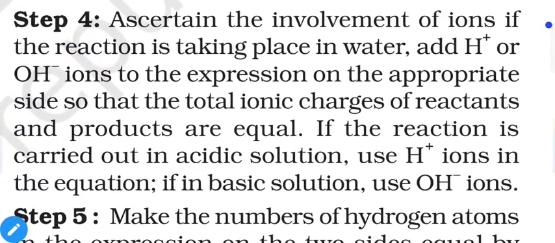Next point, ascertain the involvement of ions if the reaction is taking place in water. Add H+ or OH- ions to the expression on the appropriate side so that the total ionic charge of reactants and products are equal. Now, as mentioned earlier, on both sides, that means reactant and product side, we need to equalize the number of atoms as well as the total charge. Total charge, that means on the reactant side, if you find the total charge of all the reactants is equal to +5, then on the product side it must be +5. Or if on the product side it is -3, then on the reactant side it must be -3. It will be clear when we discuss a suitable example.